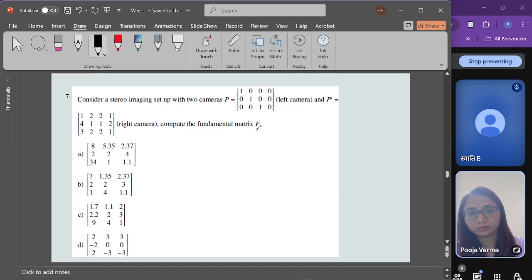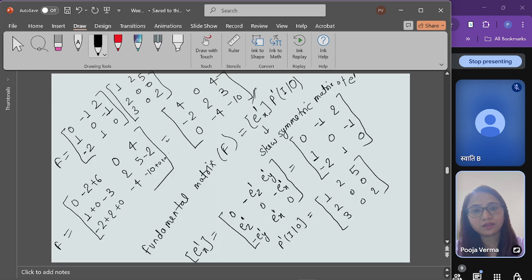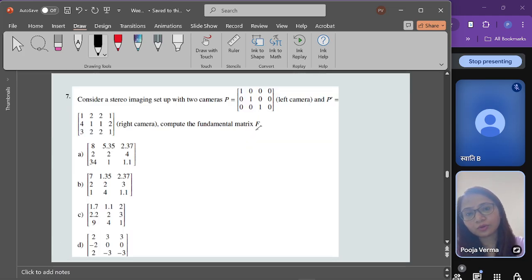Okay, so for computing the fundamental matrix, we already know that first we need to find the camera center, that is C. So we can calculate the camera center.